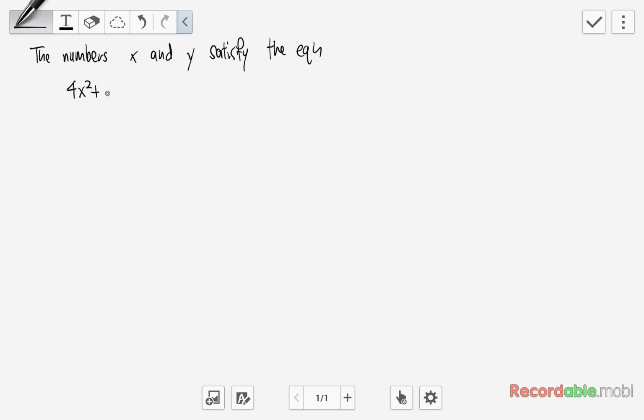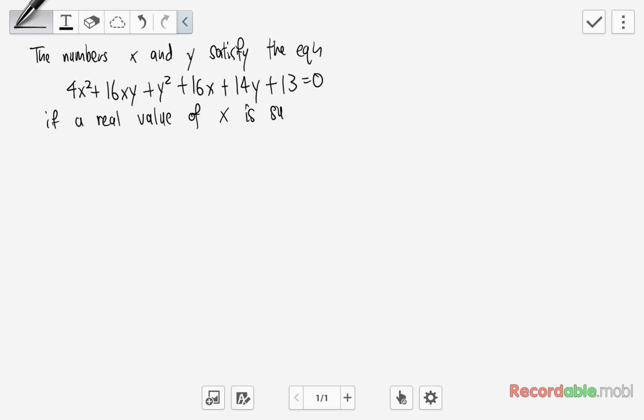4x squared plus 16xy plus y squared plus 16x plus 14y plus 13 equals 0. If a real value of x is substituted into the equation, the equation becomes a quadratic equation in y. What is a quadratic equation in y?